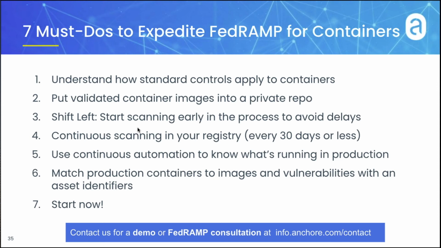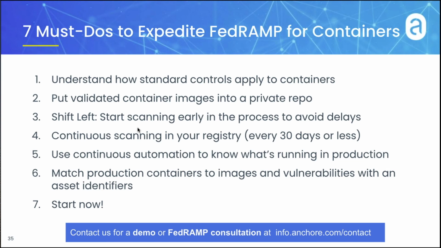So, the 7 must-dos to expedite FedRamp containers, just to really wrap things up here. 1, we want to understand how standard controls apply to containers. 2, put validated container images into that private repo, building off hardened images: build from what is trusted and what you've put time into securing. 3, this is something that we take to heart here at Anchor, which is shift left. We want to start scanning for those FedRamp compliance issues super early on in the pipeline, and we want to remediate super early on because we don't want to have to deal with them later in the software delivery lifecycle.